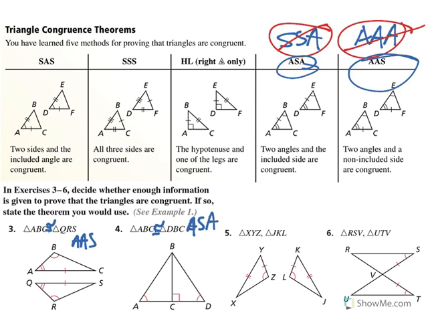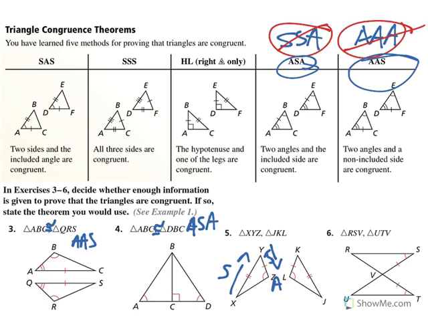Go to number 5. So 5 has XYZ and JKL. So XYZ and JKL, I'm going to start on X here, and I'm going to go up. So I have a side. Then I go down, I have a side. Then I come here to an angle. So I have an SSA.